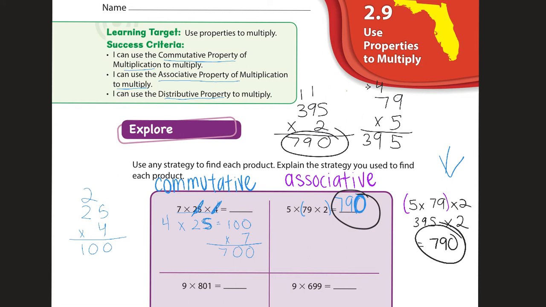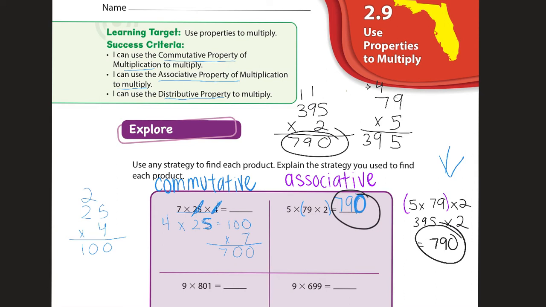Although these properties are very important, and you will see them in 5th grade and 6th grade and so forth, you don't actually need to, for the test or in the future, show the associative property or the commutative property, or show me where you used it or how you used it.